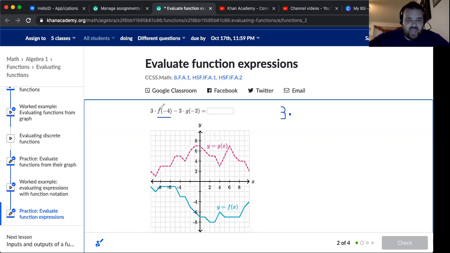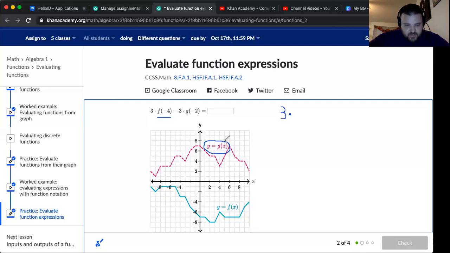So we need to find the f function. And on this graph, there's more than one function. We have one that's pink and one that's kind of this blue color. And so you need to make sure that you're always working on the right function at the right time. They do label the functions really well, which is good. That's how I would recommend it.